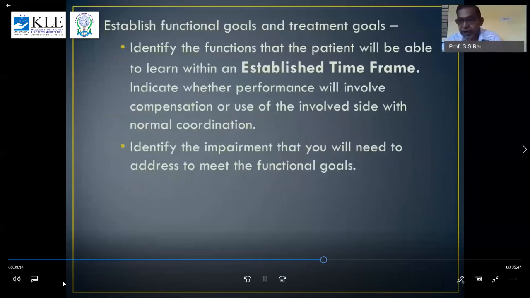Establish functional goals and treatment goals. Identify the functions that the patient will be able to learn within an established time frame. That is, you have short-term goals, and we always have a limited time frame. Indicate whether performance will involve compensation or use of the involved side with normal coordination. So either you can teach the patient how to compensate when he is unable to use the involved side, or you train him properly using the involved side with some amount of coordinated function. Identify the impairment that you will need to address to meet the functional goals.